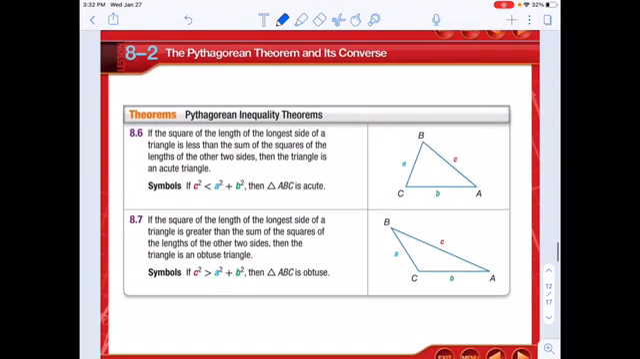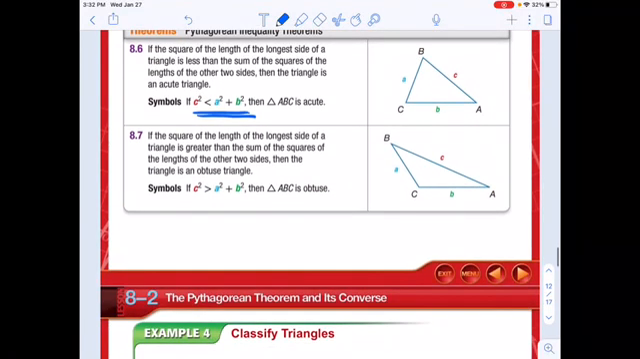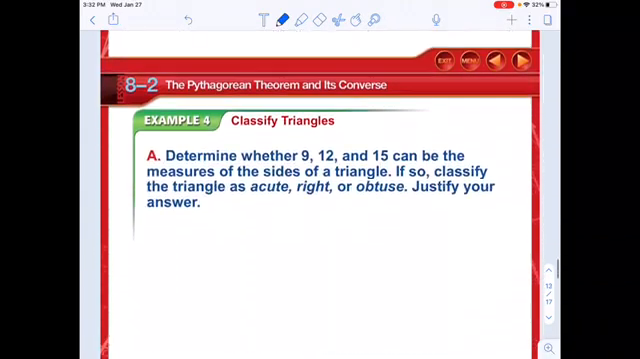And in that case, if the square of the length of the longest side of the triangle is less than the sum of the squares of the lengths of the other sides, then the triangle is acute. So if the hypotenuse measure is smaller than the side lengths, then it's an acute triangle. And if the hypotenuse length, when it is squared, you're still doing Pythagorean theorem, you're just looking for inequality now, is greater, then it is an obtuse triangle. So if the hypotenuse is greater than, obtuse, less than, acute, equal to, right.